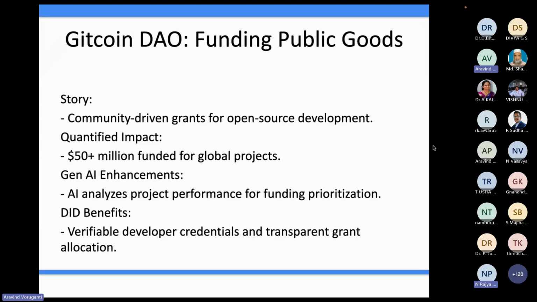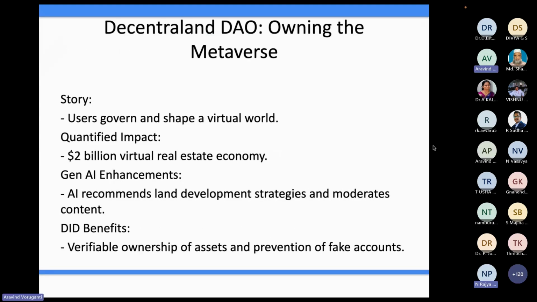Now let's move on to the next DAO, Decentraland. So how many of you know Decentraland? I don't know, sir. We just know about metaverse applications. Okay, so Decentraland is one of the very early metaverses, where they have launched a land parcel marketplace, and people can buy a land parcel and build their virtual buildings on that particular small land parcel.